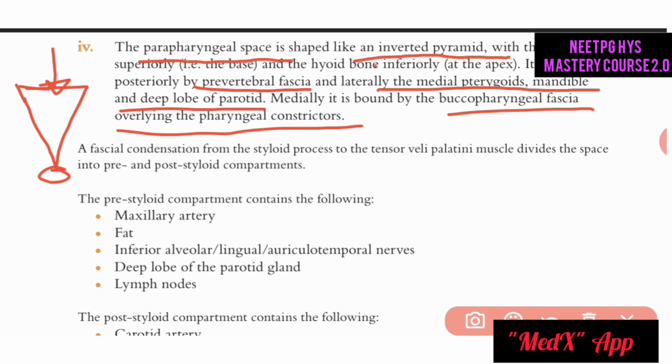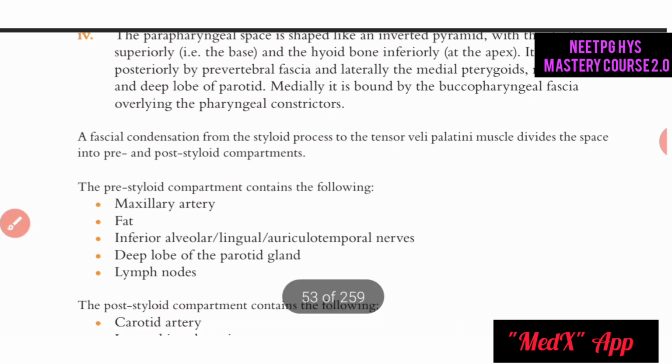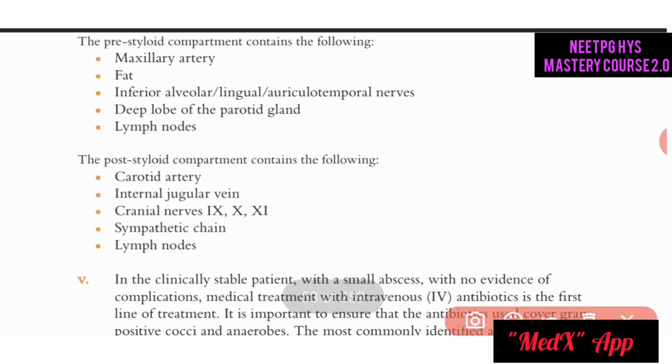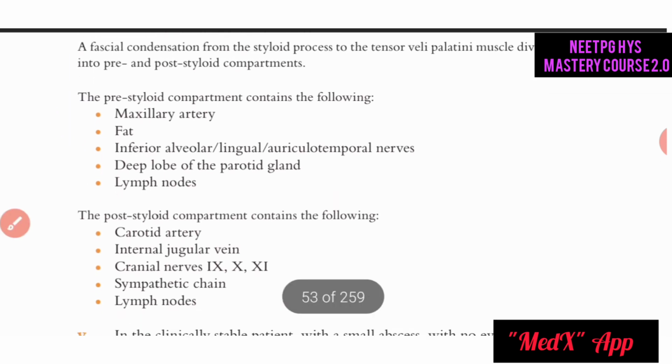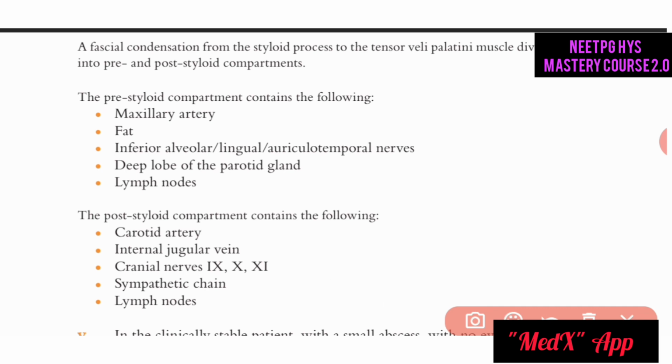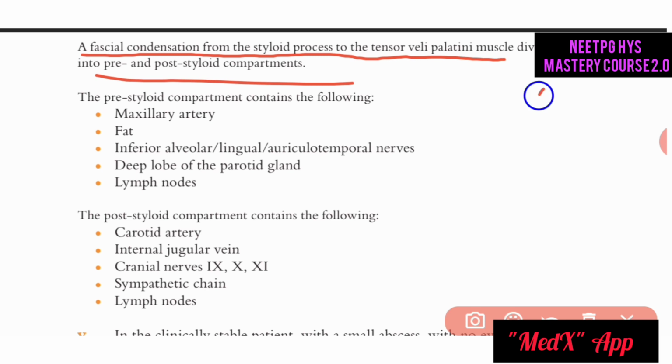Now this parapharyngeal space can be divided into two compartments: the pre-styloid compartment and the post-styloid compartment. Don't worry, it's very easy, you just have to note down the components. These compartments are formed by a fascial condensation that passes from the styloid process to the tensor veli palatini and divides this pyramidal space into two parts.